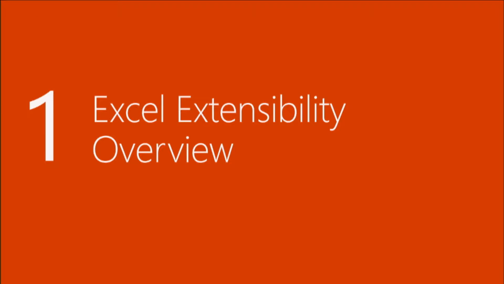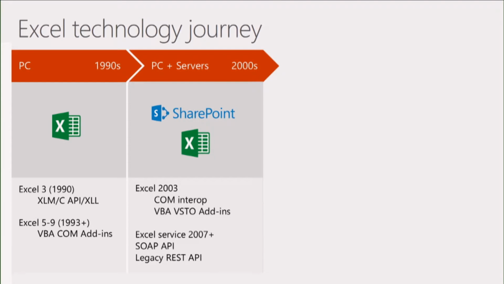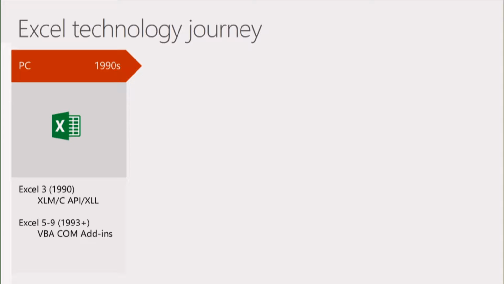So in terms of Excel extensibility, Excel has evolved. I mean, it's a 30-year-old product, right? In the early 90s, since Excel began, we understood that on its own it was not going to get the pickup that we wanted, and that we needed to enable developers to extend Excel with their own functionality. Earlier technologies like XLM, the C API, or XLL enabled some extensibility in the first versions of Excel. Towards the mid-90s, we enabled VBA and the COM add-ins that started to enable some automation scenarios.